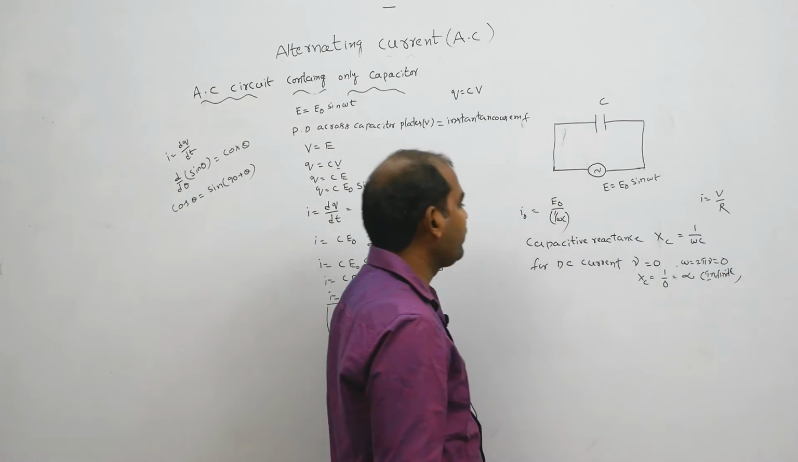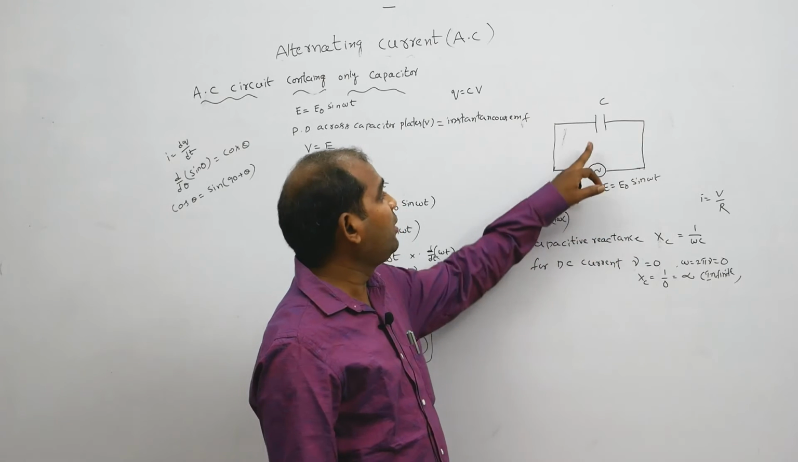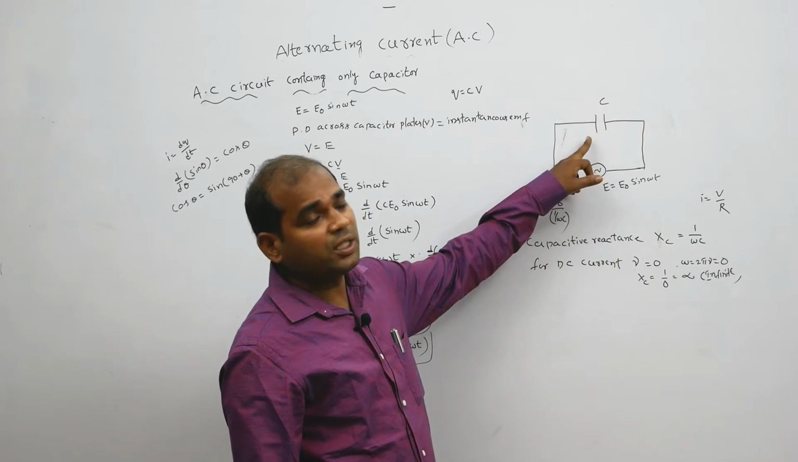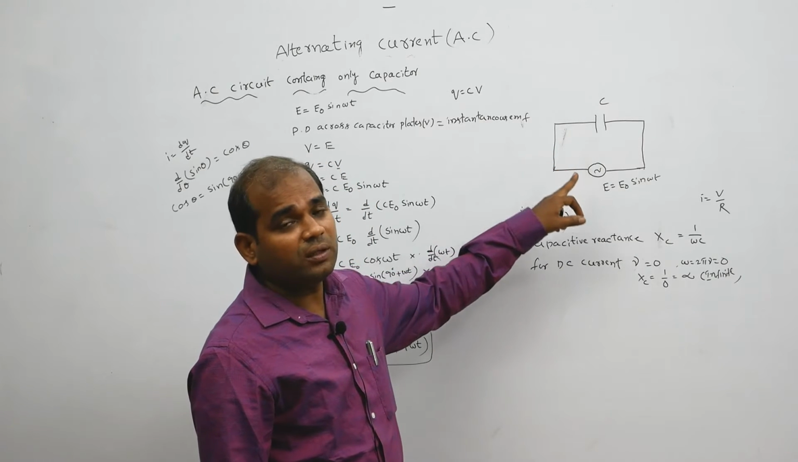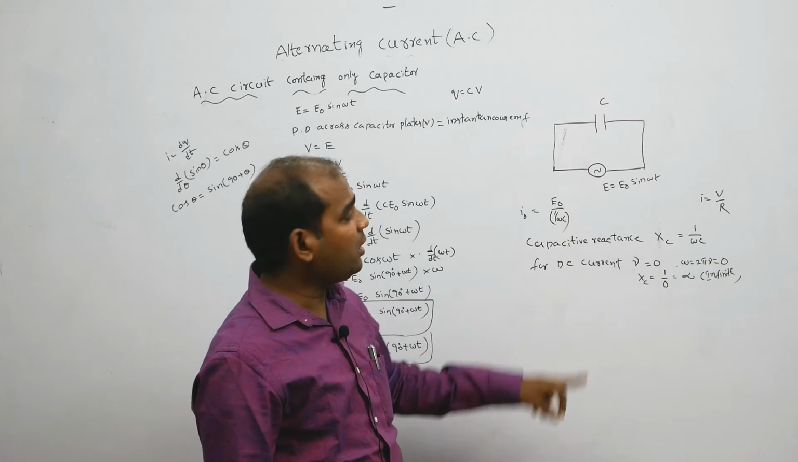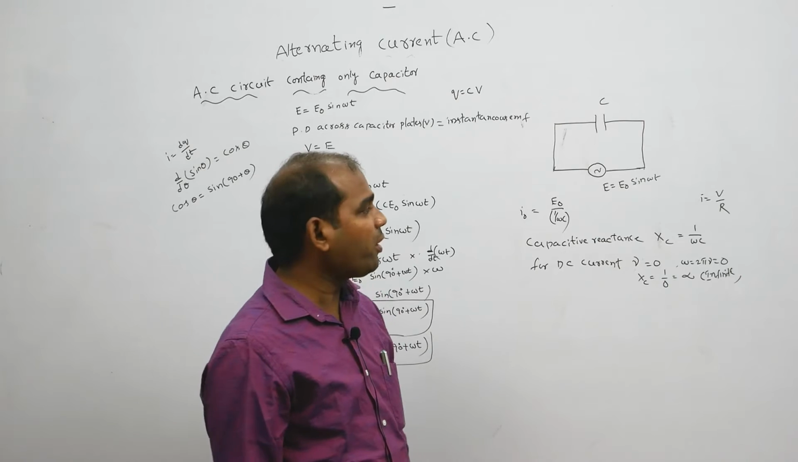So the capacitive reactance for DC current is an infinite value. It means that it offers very high resistance to the DC current. The capacitor offers more resistance to DC current. It means that the capacitor blocks the DC. It does not allow it to flow.